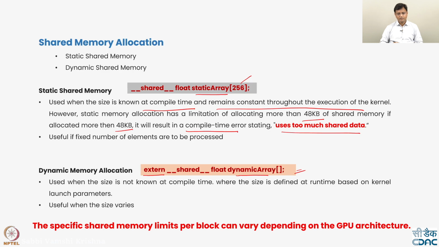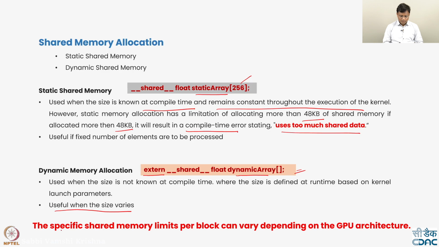That means at compile time the programmer does not have any idea what the size of the data is and how much shared memory is required. Whenever it is executing, at runtime the size will be defined. Suppose at runtime you need 32 kilobytes of space or 20 kilobytes of space, whatever space is required, it will declare accordingly. So, it is very useful when the size varies.